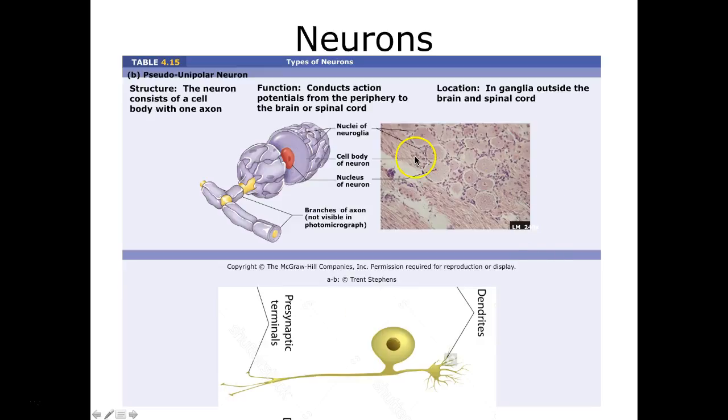Oh, and I forgot to point out our histology slide here. We have the nucleus of our neuron surrounded by the cell body, which would contain all those other organelles. We also see surrounding each of the cell bodies here are the nuclei of our neuroglia.